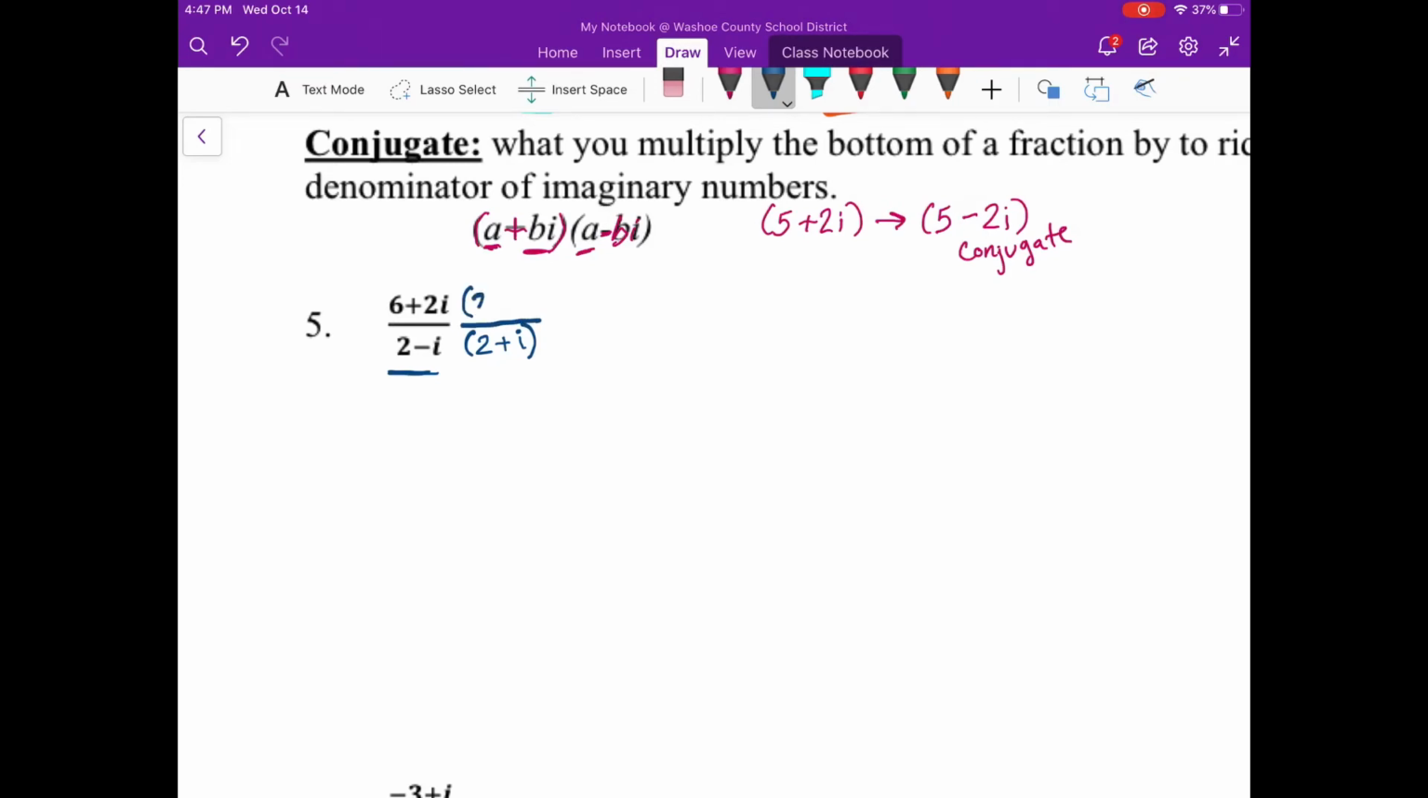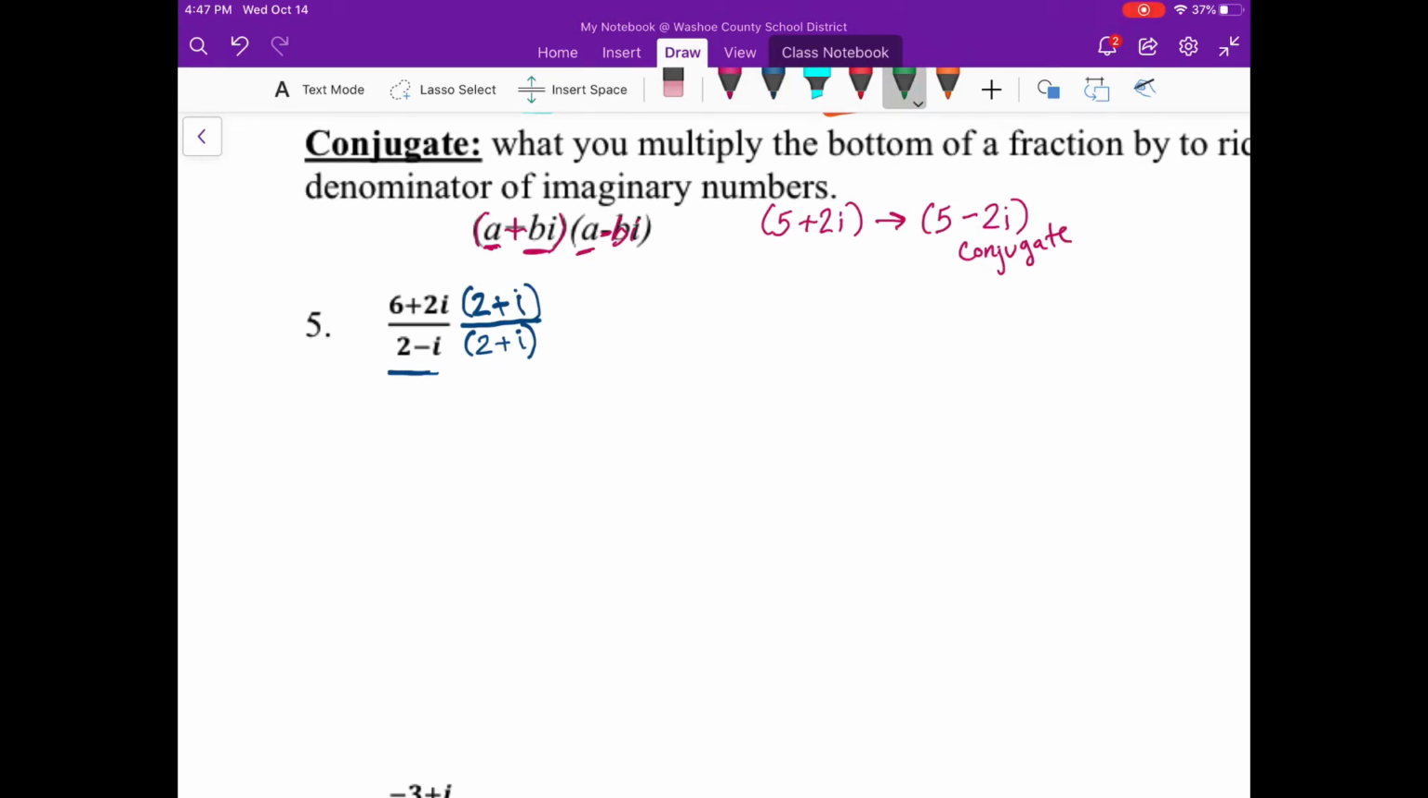And whatever you multiply the denominator by, you want to multiply the numerator by the exact same thing. So it's kind of like an equation. Whatever you do to one side, you do to the other. So we're going to do the same thing to both the top and the bottom of this fraction so that we're not changing the actual value here.